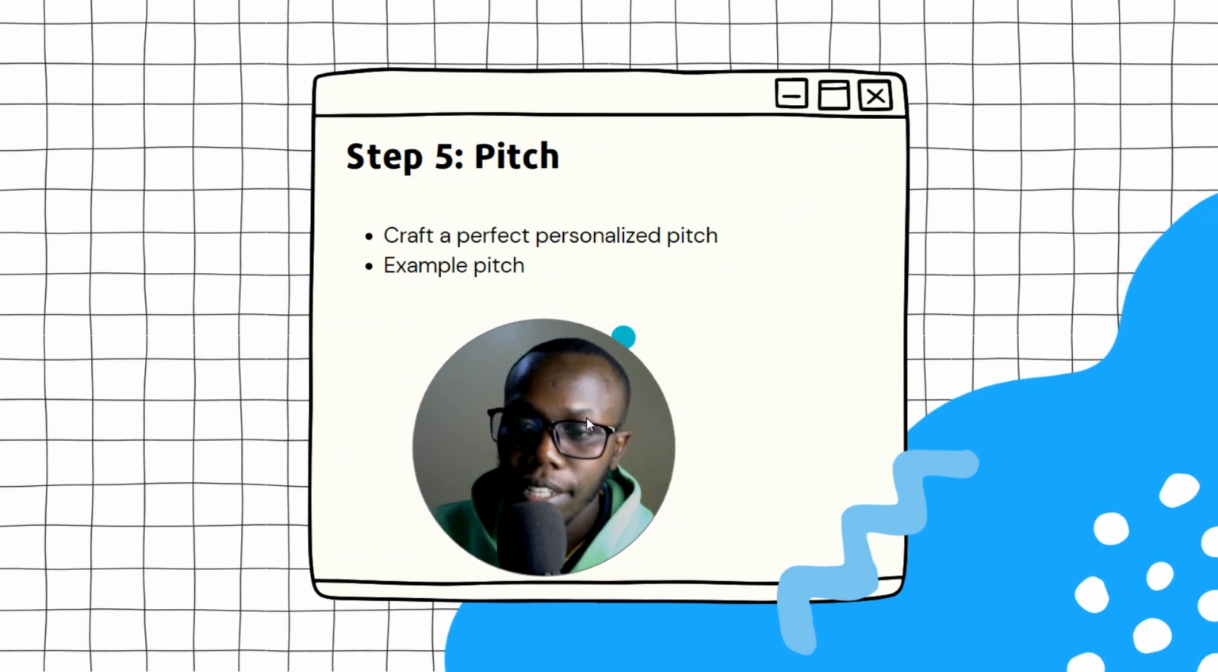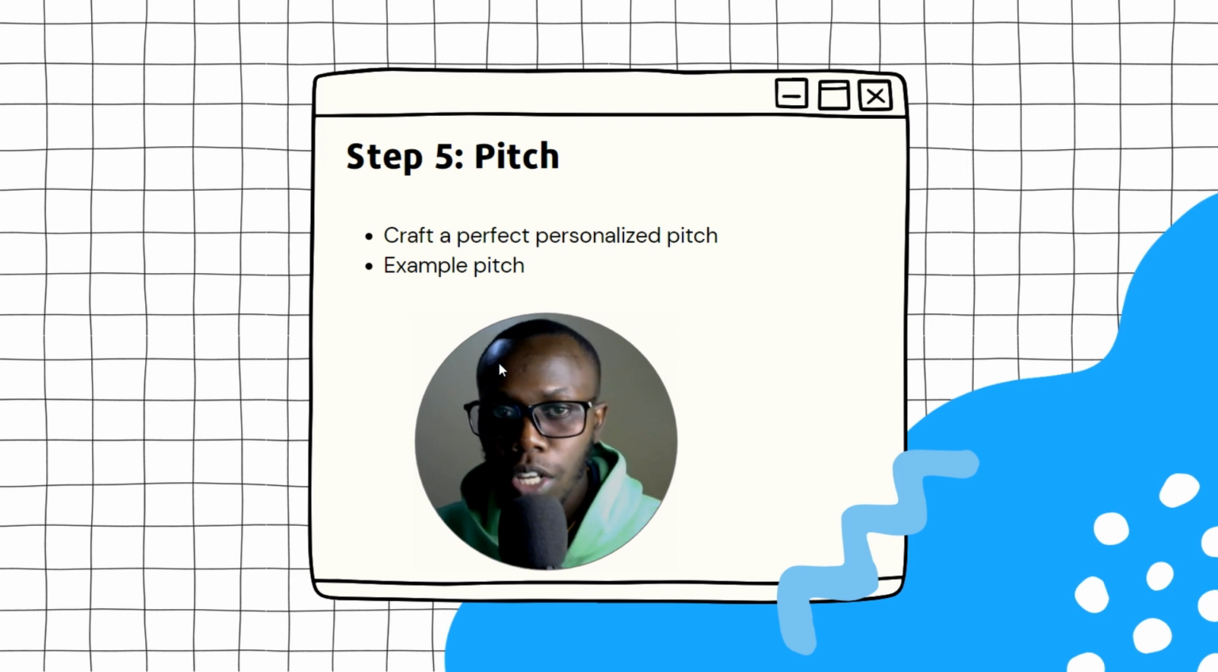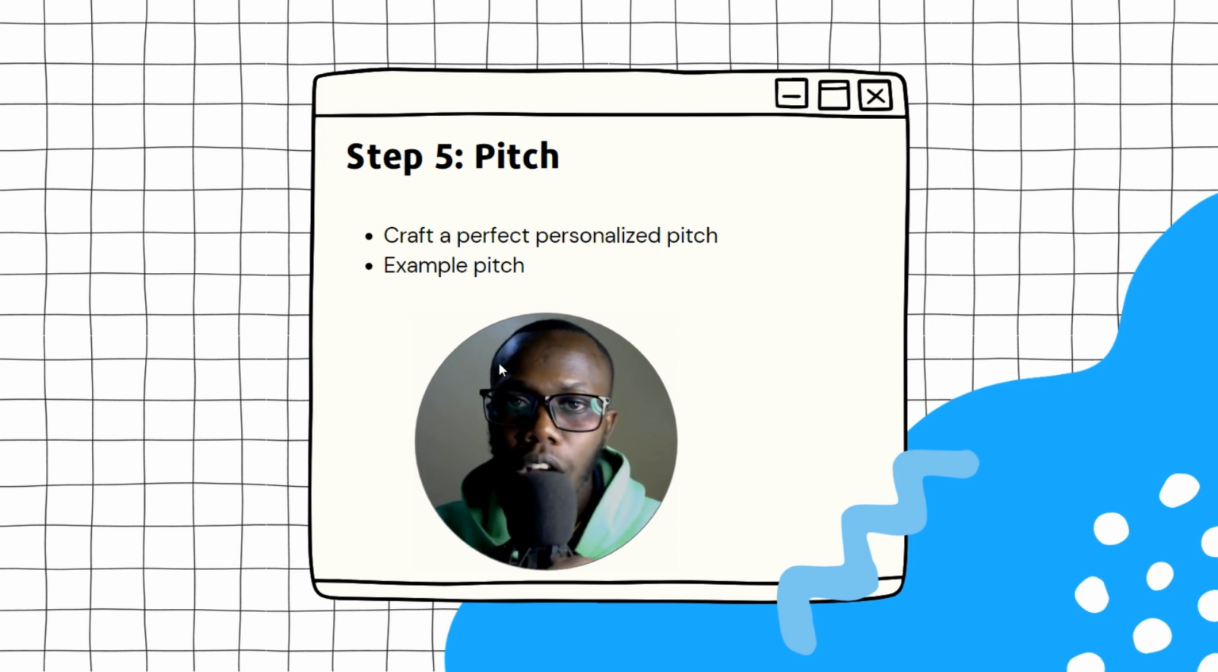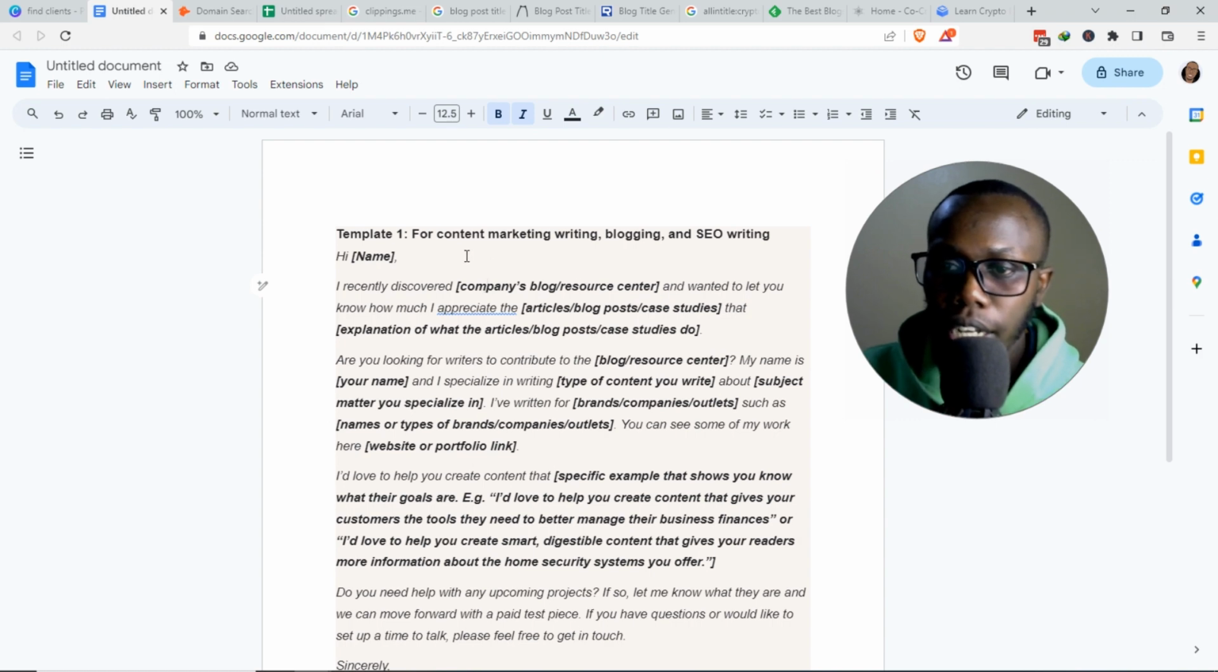The next step, once you've created that list of emails, once you've collected the emails, is now to pitch your services. Here you need to craft a perfect personalized pitch. Pitching actually means it's time for you to sell your services. What do you say? Let me show you an example of a pitch that you can send. There's this pitch actually. It's for content marketing, writing, blogging, and SEO writing.